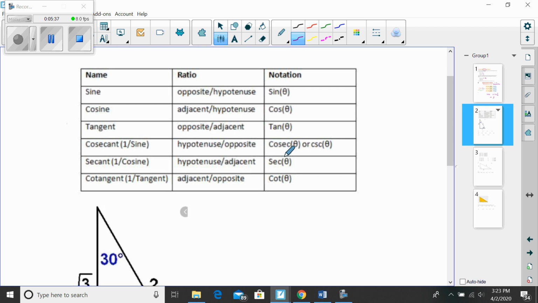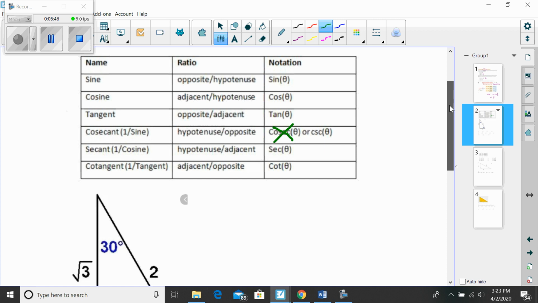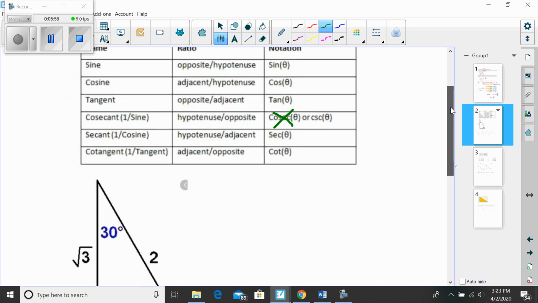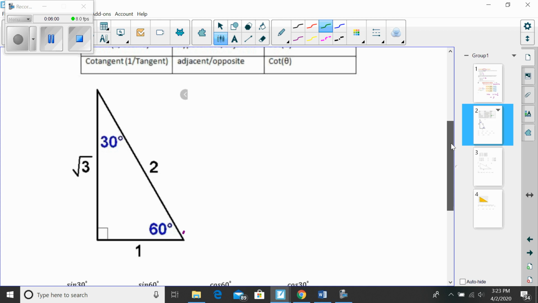Honestly, never in my entire life, and I've been doing math for a long time, I've actually never seen this abbreviation for cosecant. Not saying it's not used, I've just never seen it in all my like 25 years of being involved in math. So anyway, these are things that I'm going to expect you to know. And let's take a look at the first example.